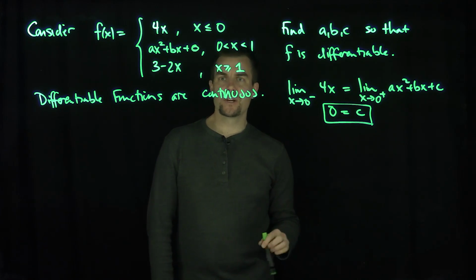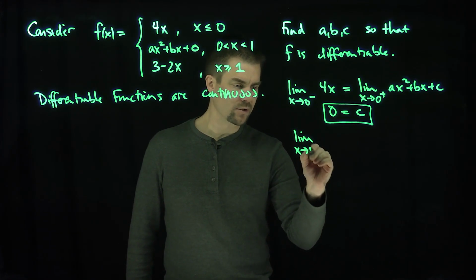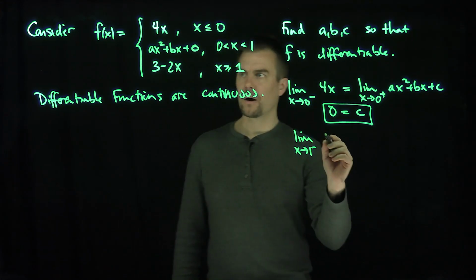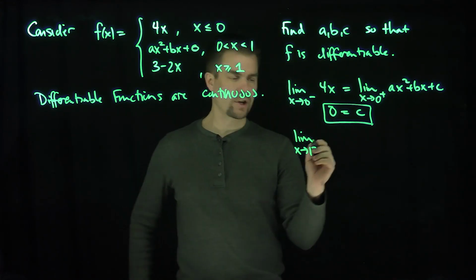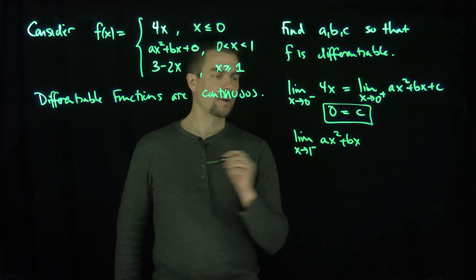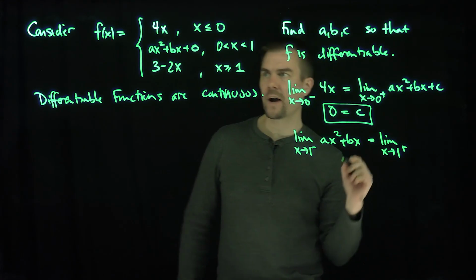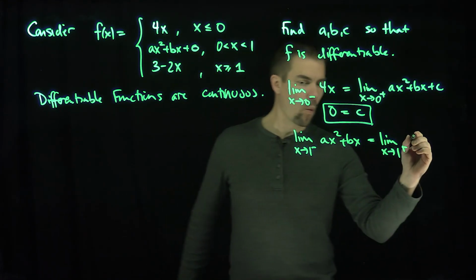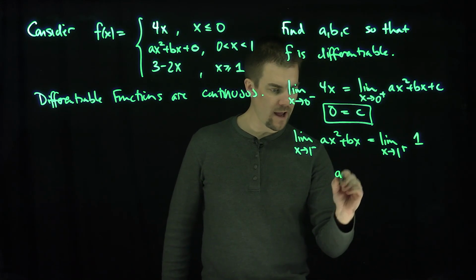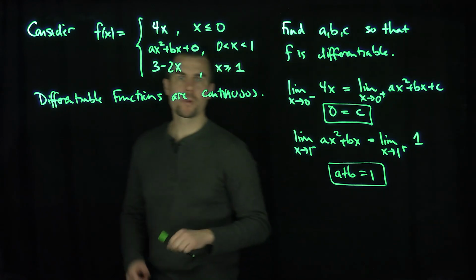And then it has to be continuous at 1, right? So I need the limit as x goes to 1 from the left of, now I can update my function, ax squared plus bx, to be equal to the limit as x goes to 1 from the right. And what will that be? That's going to be 1, right? So in other words, we have to have that a plus b must be equal to 1. That's another condition on a and b.